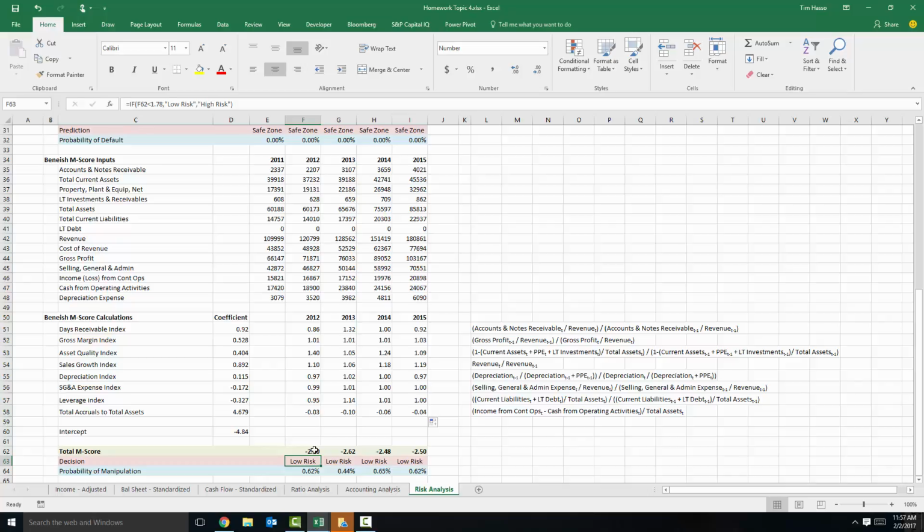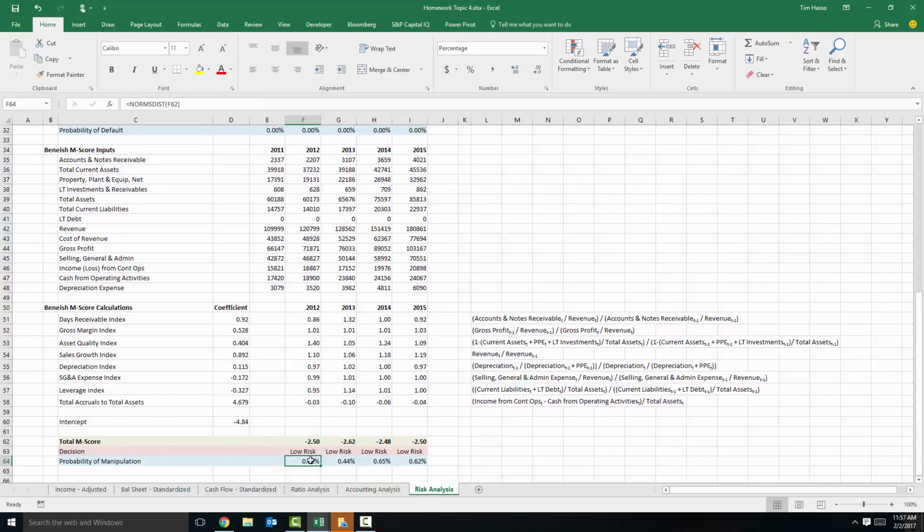Then we look at the probability of manipulation, which is essentially just taking a NORM.DIST function and applying it to the M-score, which is a lot easier to interpret, which just means that based on these ratios, the probability that H&M manipulated their accounts back in 2012 is about 0.62%. Again, when we're looking at companies like H&M, you're going to find very low probabilities of manipulation, and you're also going to find very low probabilities of default or bankruptcy according to the Altman model. But if your project company is not as financially solid as H&M, you'll probably find higher levels of probabilities. And that's essentially it for this week's homework.